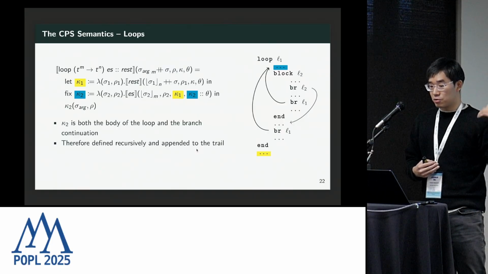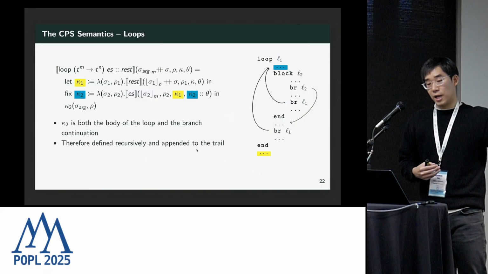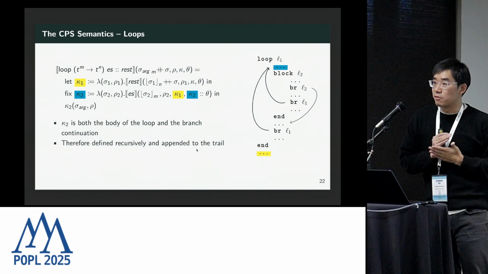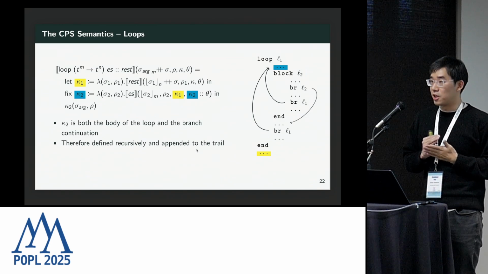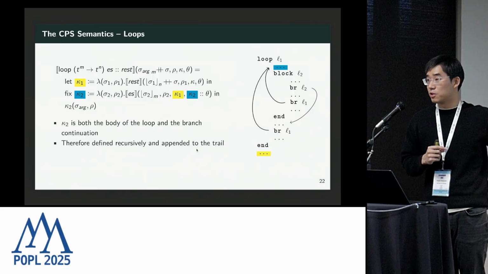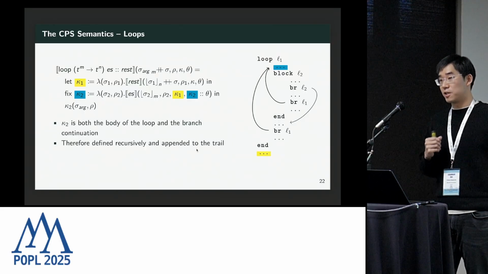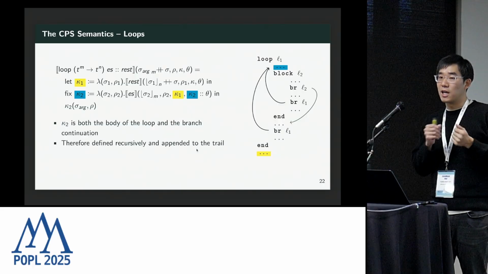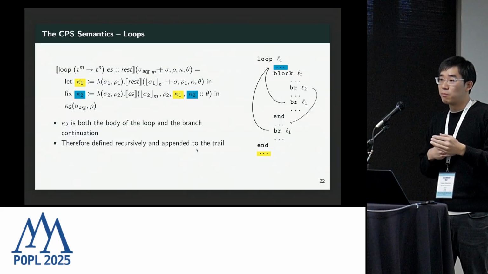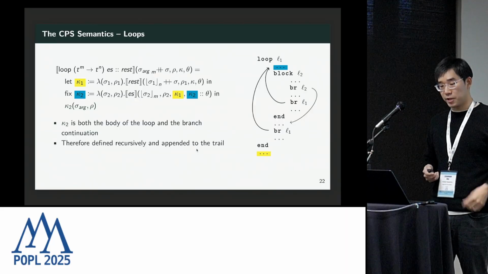the just-following-through continuation, capturing the rest of the instructions of the loop, and also there's a kappa 2. And kappa 2 is both the body of the loop and also the branching continuation for this loop. And note that this kappa 2 is defined as a fixed point or recursive function, so that inside the definition of kappa 2, we're appending kappa 2 onto the trail as well, so that later if there's a BR instruction inside of the loop, it will go back to the original point of the loop here.